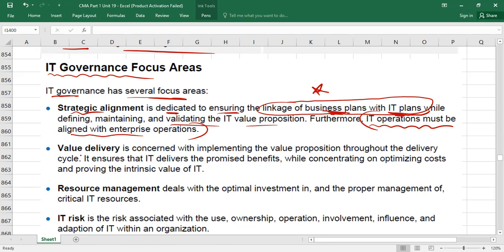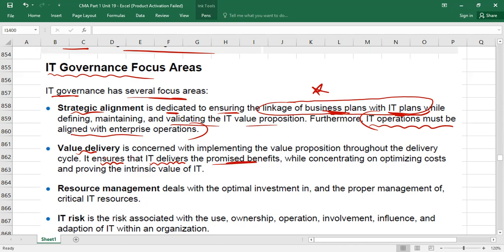Number two, value delivery. What is value delivery? For example, I bought an automated system. Why did I buy it? Because I was expecting certain benefits from that automation system. So in value delivery, you have to ensure that IT delivers the promised benefit or not. If IT is delivering your promised benefits, whatever you were expecting, it means value delivery is there. If you are expecting something but something different is happening, it means value delivery is not there. So being a board of directors, you have to focus on whether IT delivers the promised benefit or not.